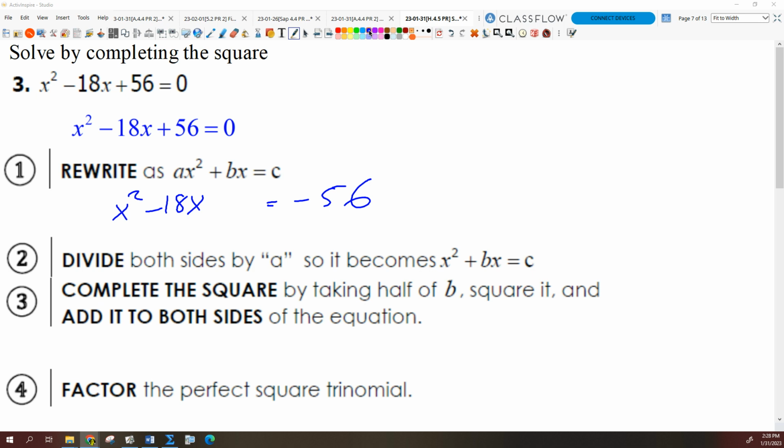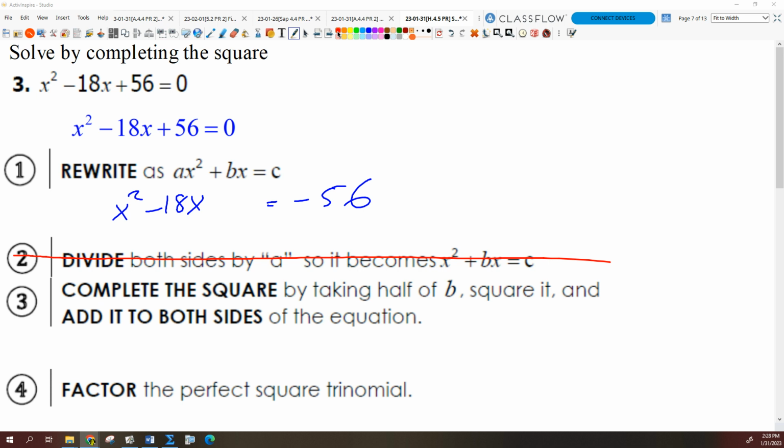Okay, next step, divide both sides by a. Do we even have to do that? No, a is equal to 1, so we can just skip that one this time. We don't even need to do it. Okay, complete the square by taking half of b and squaring it and adding it to both sides. What's that going to be? Say it again. 81. How'd you get that? Negative 9 squared. Here's how I like to show that.